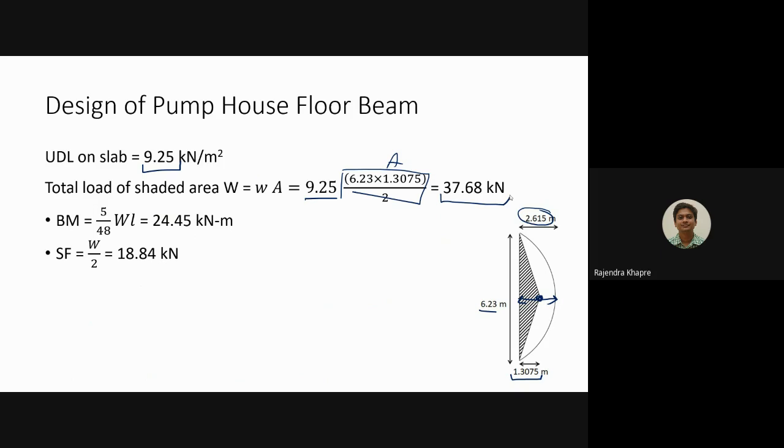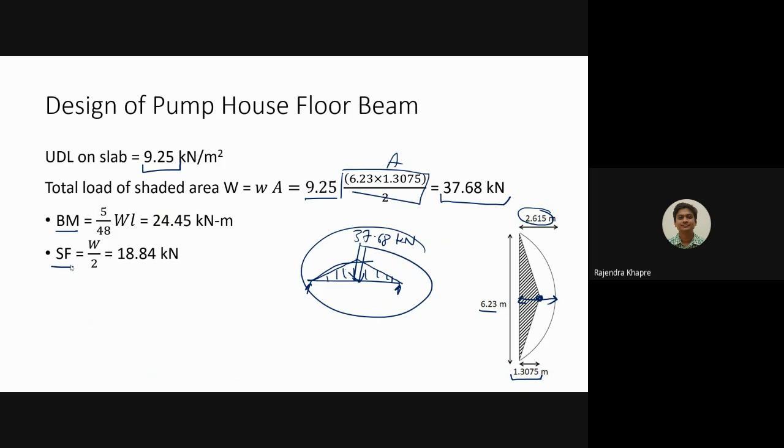Now there are some standard equations. Let us say we have a beam which is like this, and this is a triangular portion. If you convert this triangular portion into a concentrated load, which is 37.68 kilonewton, then for such a condition the values of shear force and bending moment can be calculated in this form. Shear force is exactly half of the total load, so half the load will go over here and half will go over here.